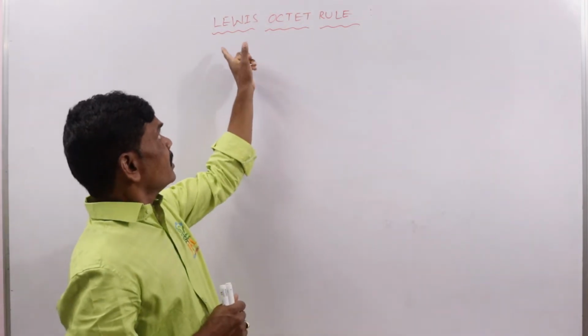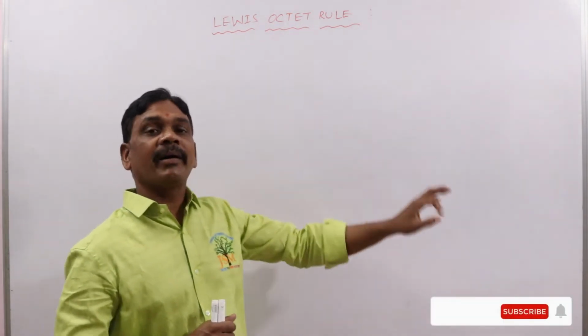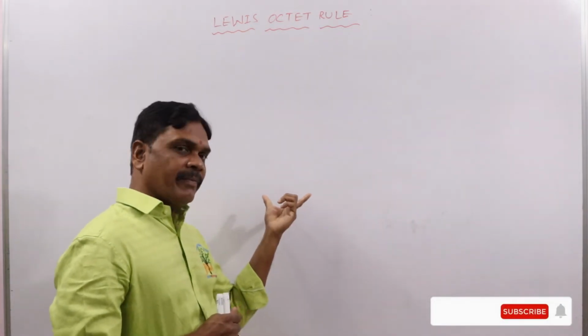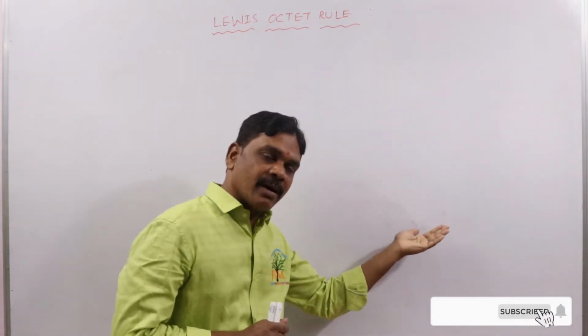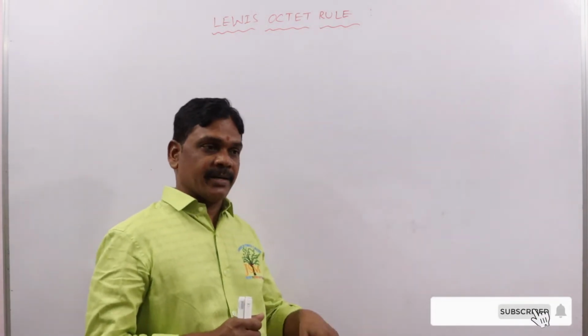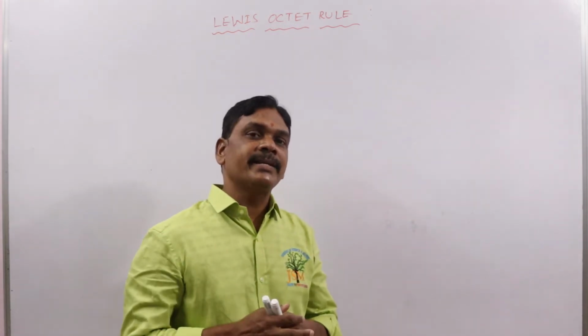So Lewis, the scientist, gave one rule. What is that? The Lewis octet rule. In the formation of a bond, either by losing electrons or gaining electrons, every element accommodates 8 electrons in its valence shell.